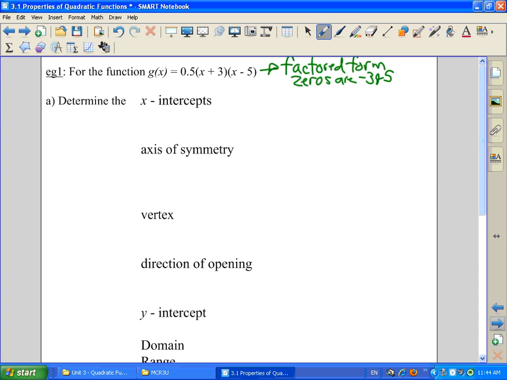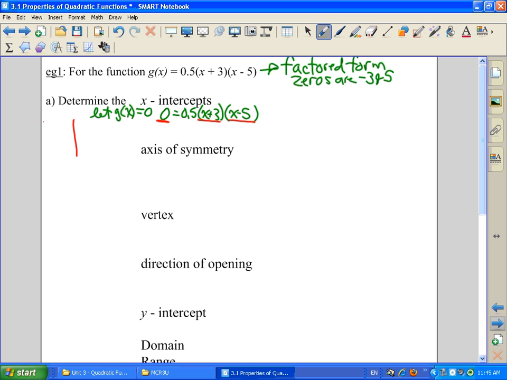X-intercepts. To find your x-intercept, you can let y, or in this case, g at x. My fault, let me fix a typo there. Okay, so we can let g at x equal 0. So what does that mean? 0 equals 0.5 times x plus 3 times x minus 5. And you can use the zero product property. Just remember from last year that if the left side equals 0, how do we get the right side to equal 0? That means each factor has to equal 0.